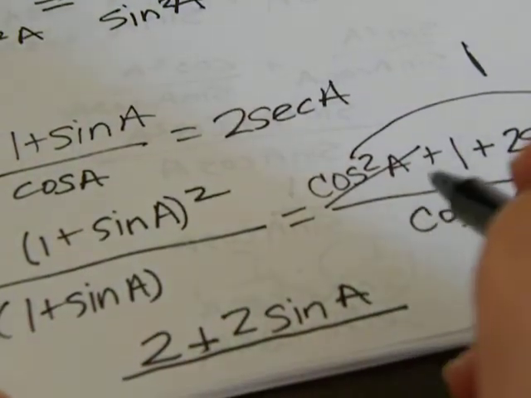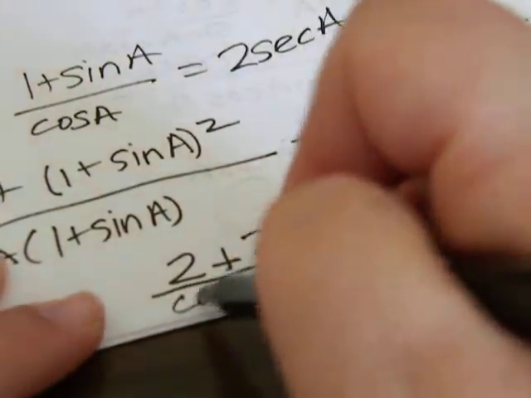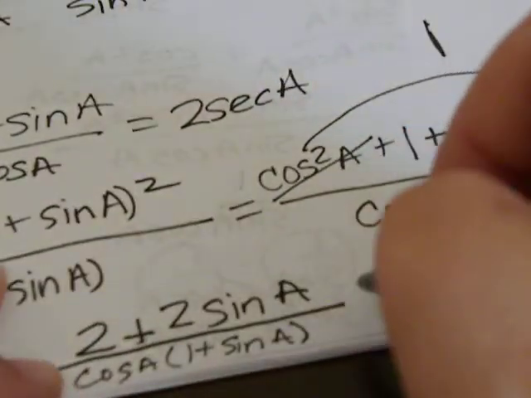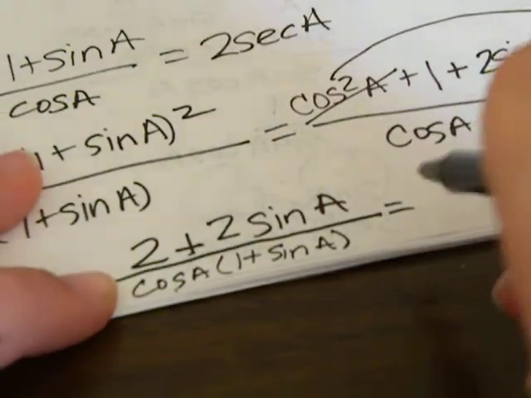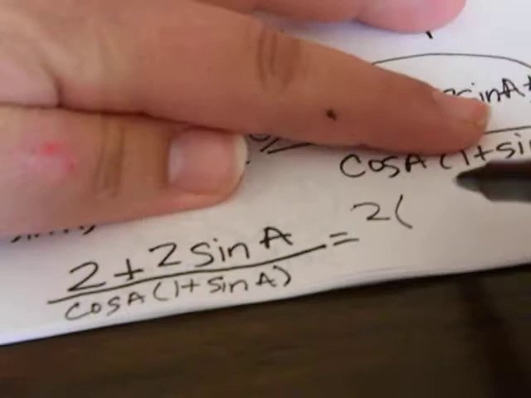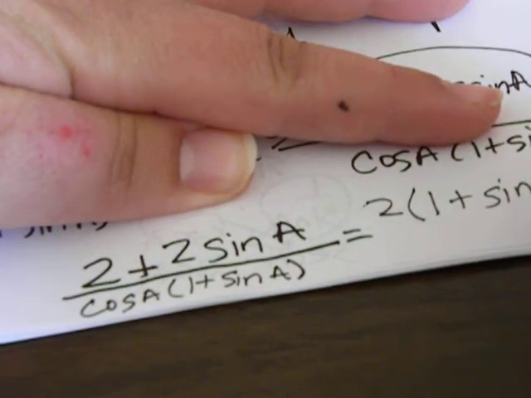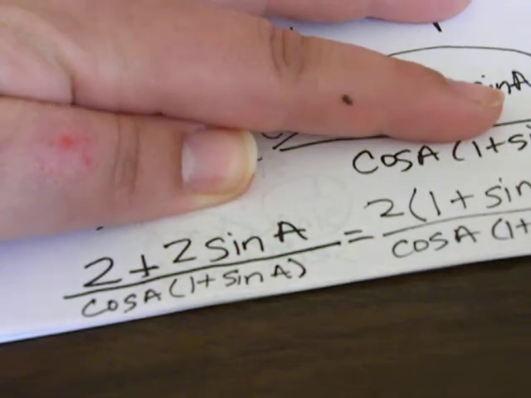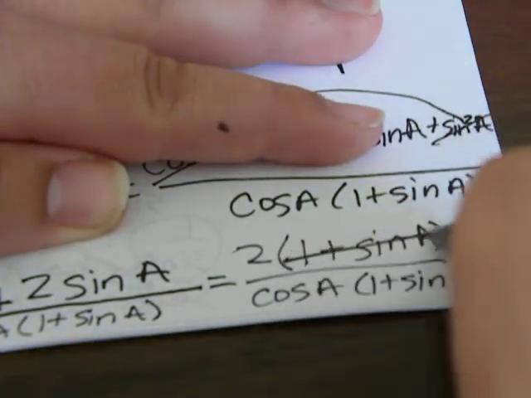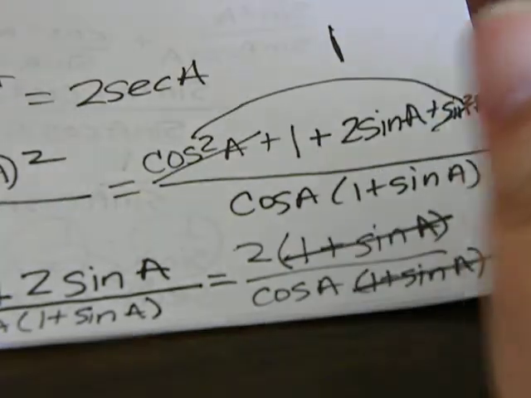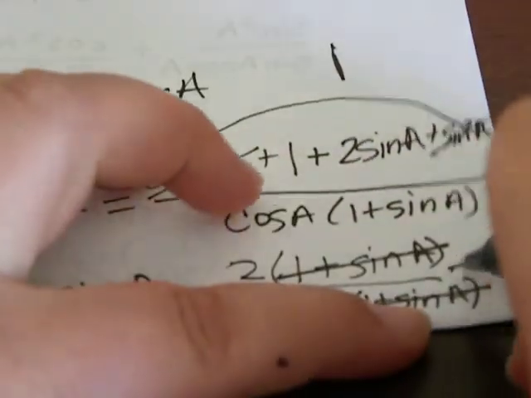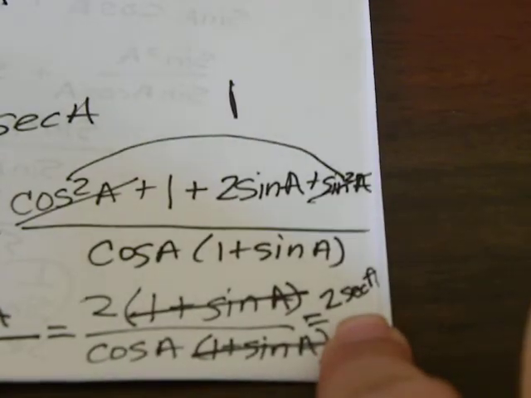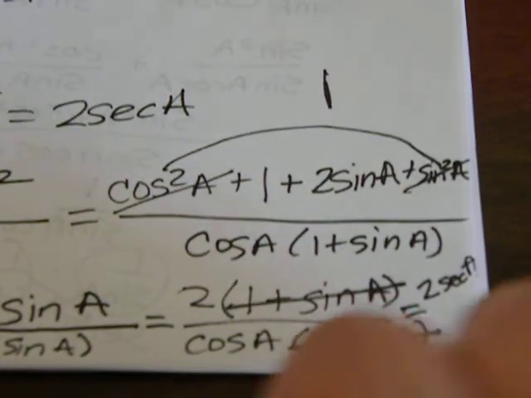All over cosine A times 1 plus sine A. So let's pull out a 2. On the top, we get 2 times 1 plus sine A over cosine A times 1 plus sine A. Now we can cancel out this 1 plus sine A. You're left with 2 over cosine A, which, the very last step, is 2 secant A, which is what we were showing in the first place. Alright, hopefully that made sense.